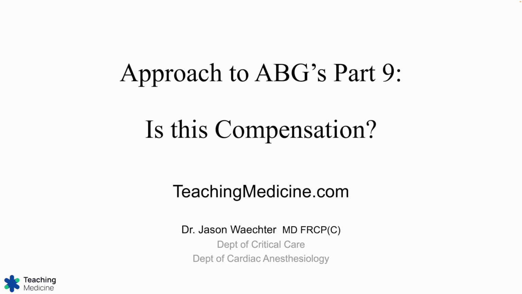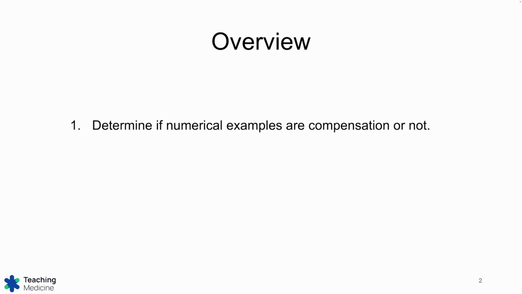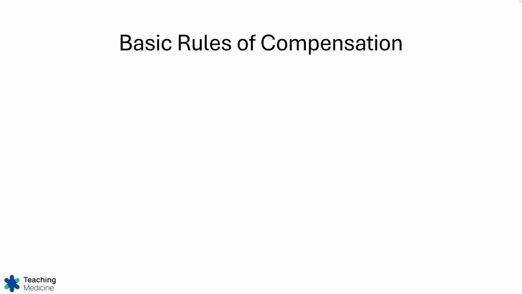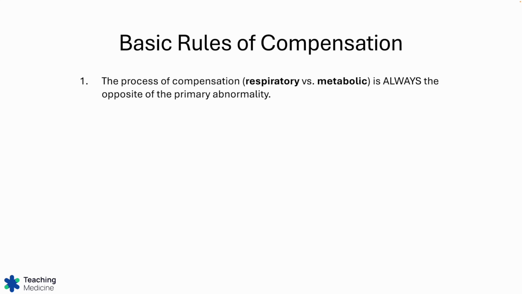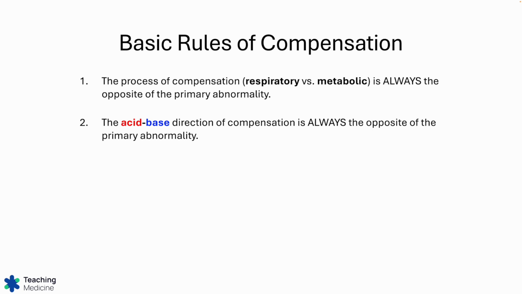Is this compensation? We're going to go through some numerical examples of blood gases to determine if compensation is present or not. A reminder, the basic rules of compensation. The process of compensation must be the opposite of the process of the primary abnormality. So respiratory compensates metabolic, metabolic compensates respiratory. Obviously, the acid-base direction of the compensation is always the opposite of the primary abnormality.